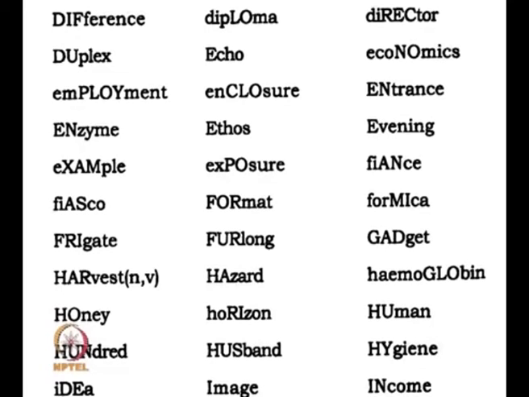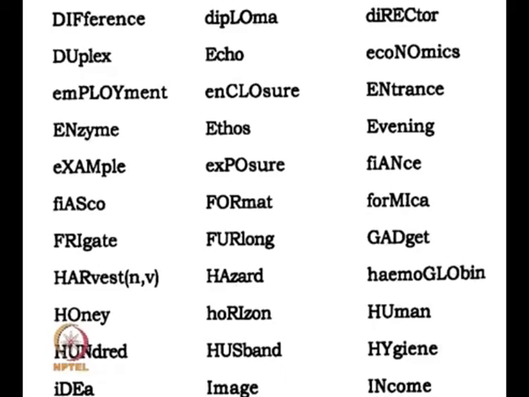Fiance. Fiasco. Go slow. Format. Formica. Frigate. It is frigate. Does anyone know where this word comes from? Ship. Yes. What kind of ship? Battleships. Okay. Please go on. Furlong. Gadget.